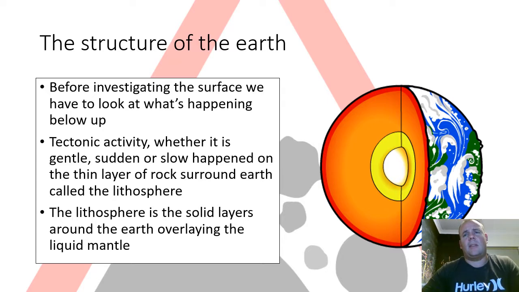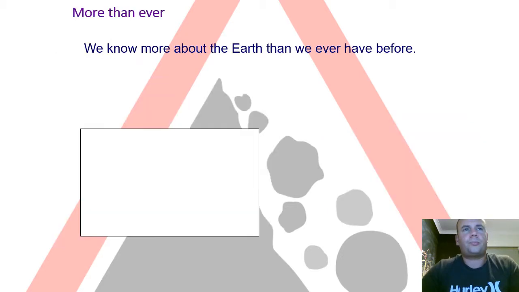Before we look at the surface of the Earth, we need to understand what's happening below that surface, and we're going to be looking at tectonic activity in this lesson. Tectonic activity can be slow, sudden, but it's acting all the time on that thin, rocky lithosphere layer that we sit on. This is the solid layer around the Earth, and then underneath our feet is the semi-liquid mantle.